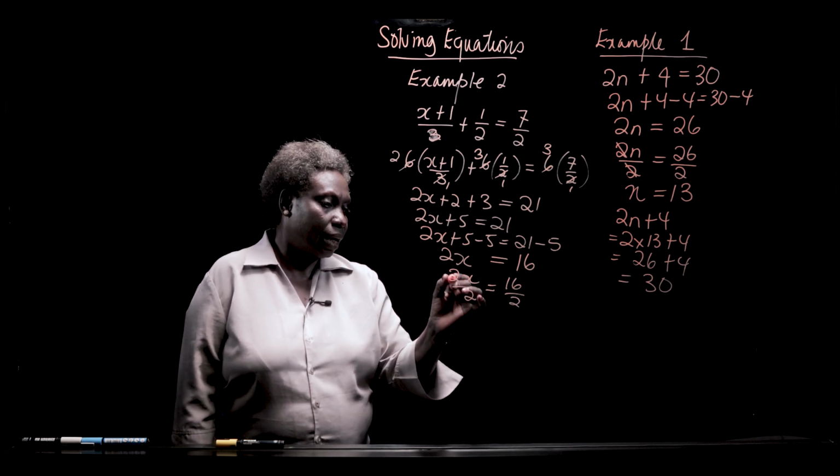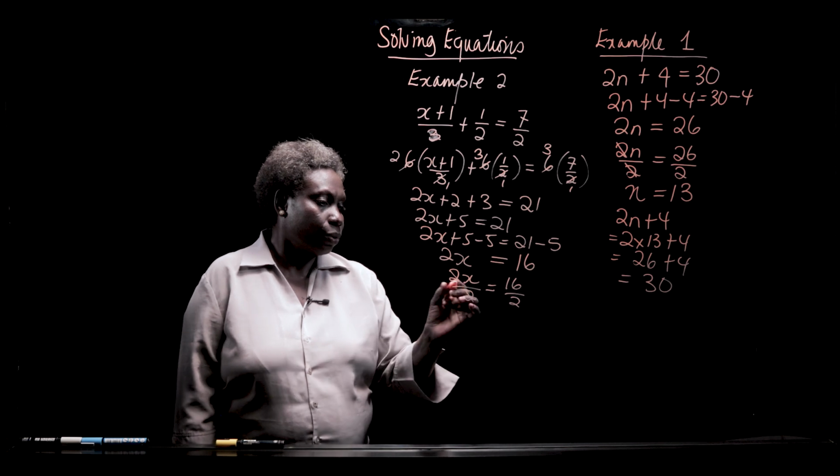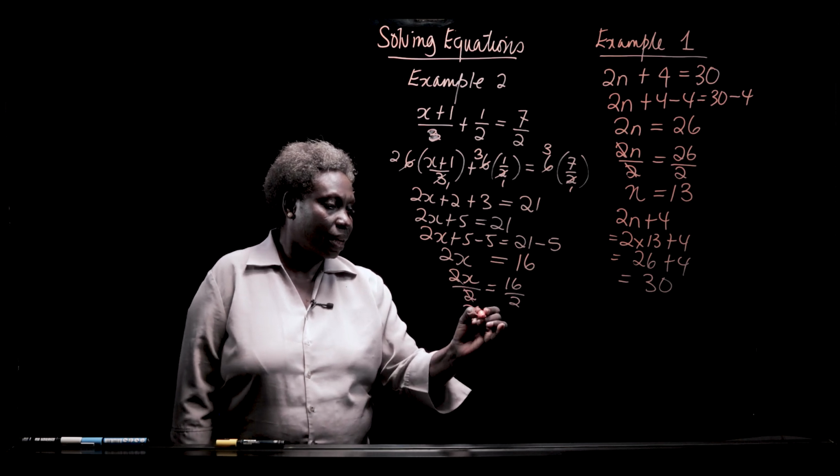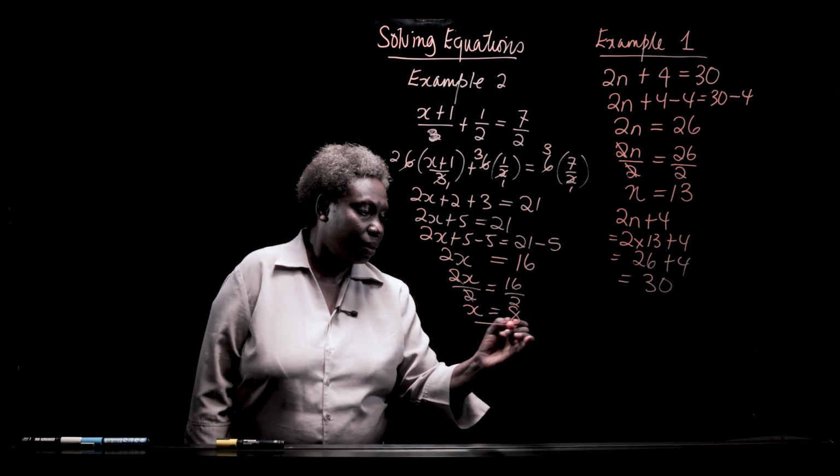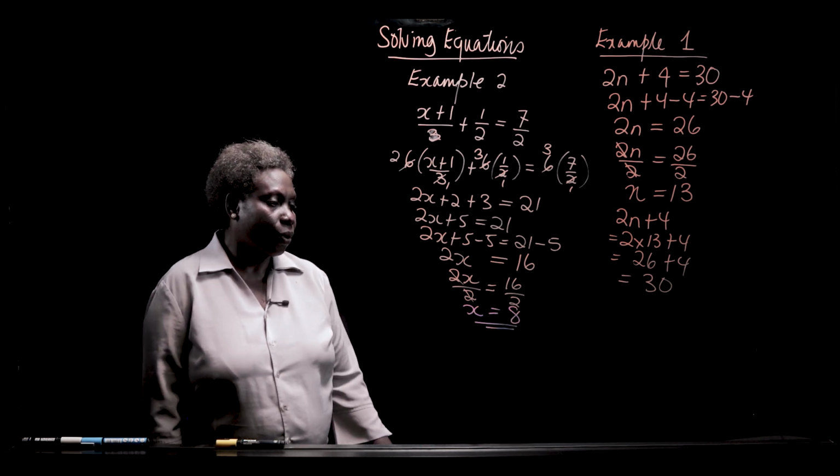Okay, so we have 2 into 2 is 1. 1 times x is x. x is equal to 8. Okay. Our value for x is 8.